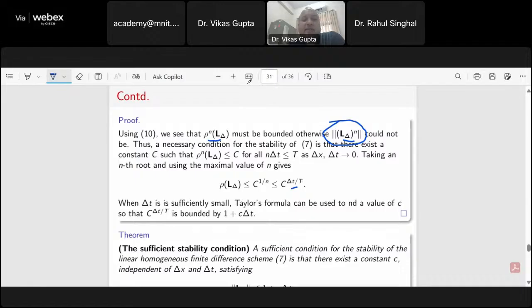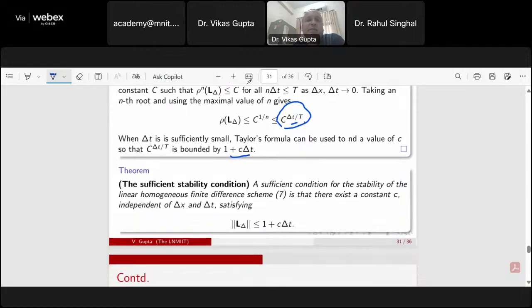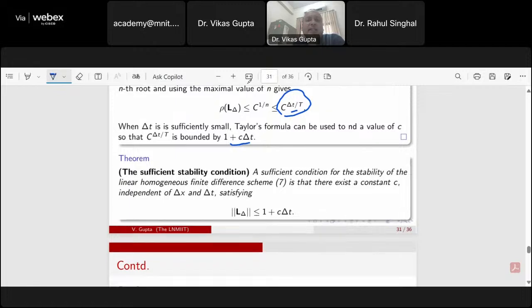So when delta t is sufficiently small, Taylor series expansion can be used to find a value of c such that this exponential term, c delta t upon T, is bounded by 1 plus c delta t if delta t is sufficiently small. So in this way, we can prove the necessary condition for the stability. Next, I am going to discuss the sufficient condition for the stability.